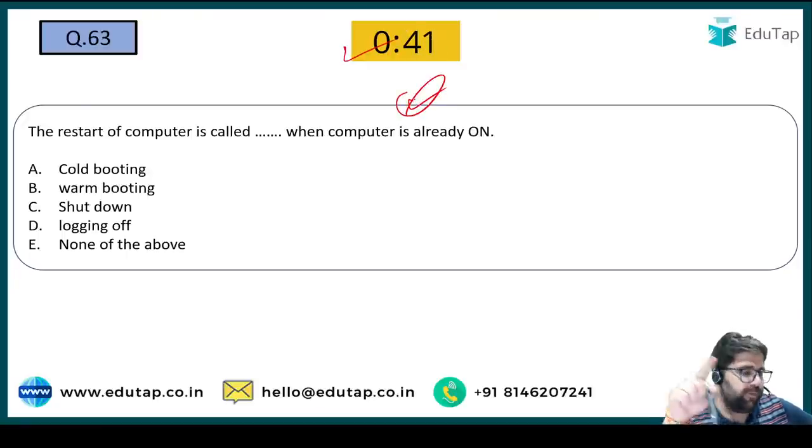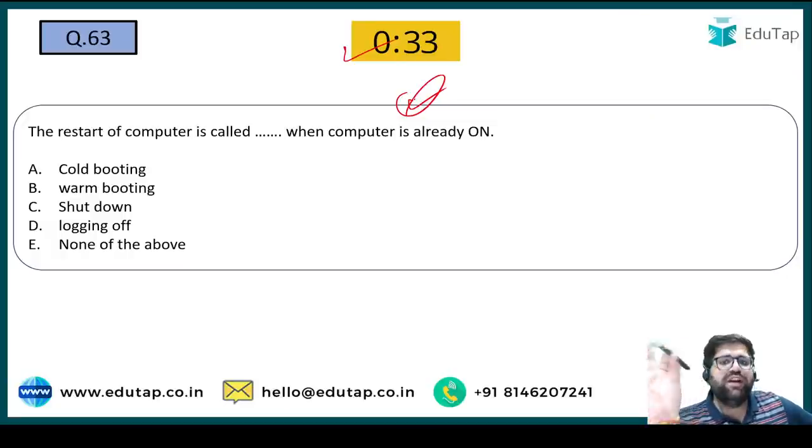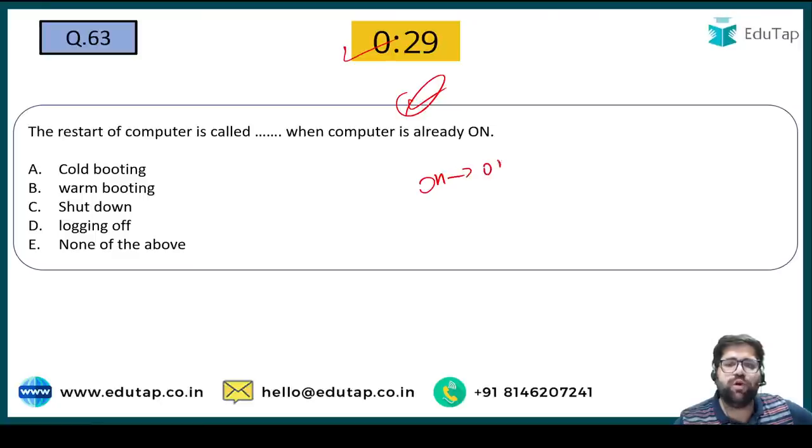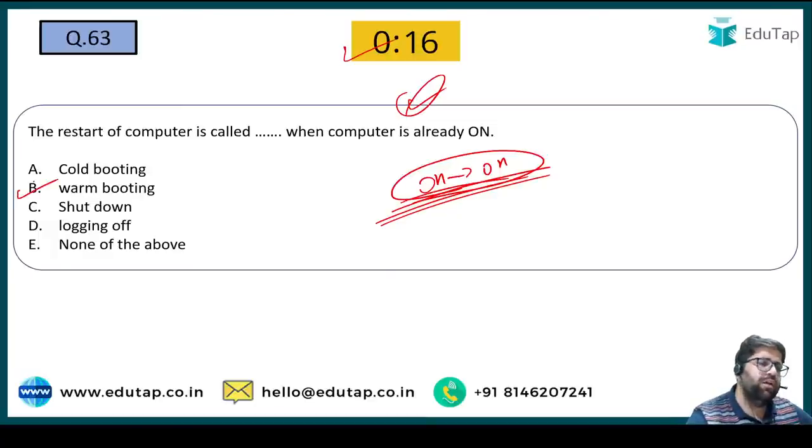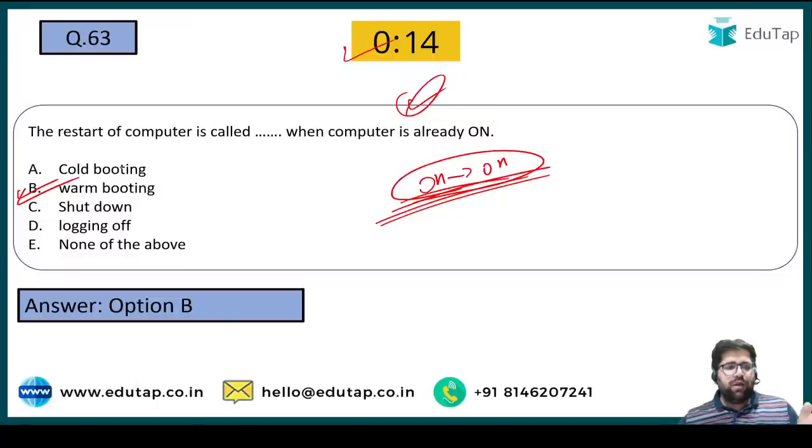We have already studied this particular component in the previous sections. Question number 63. The restart of a computer is called when computer is already on. Computer is already on. Again, apply this. You are going to on to on. Already discussed. Yes. Cold booting. How can it be cold booting? It will be a warm boot. Computer is already on. So you are restarting it.